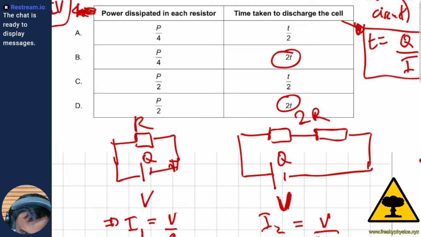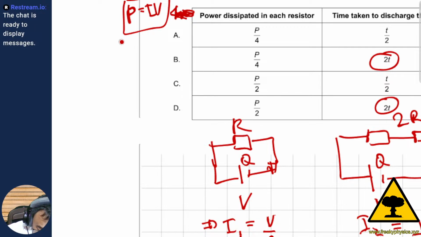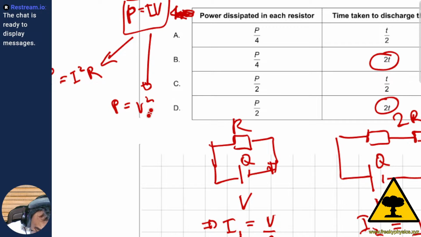Now, similarly, there's another equation we can use for power. There are three versions for the power equation. The first one we wrote is the main formula, but we do have others. We have power equals I squared R, and we have power equals V squared over R. Now, from here, what's the easiest one to use?